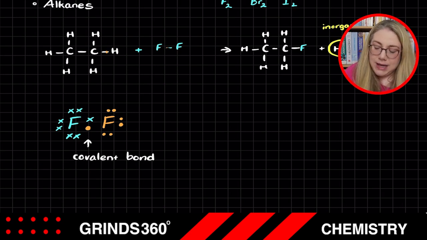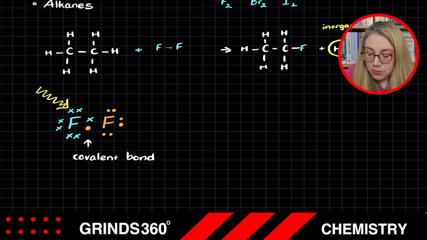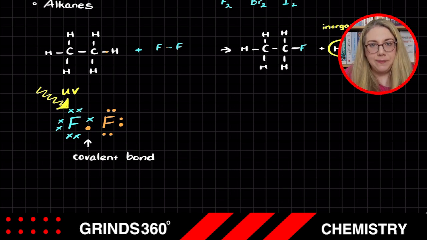Now, if I was to break that bond, and you can do that by shining a certain frequency of light on the sample. Light provides the energy needed to break the bond. If we were to shine UV light on the fluorine, that causes the bond between the 2 fluorine atoms to break, and it breaks in a very specific way.